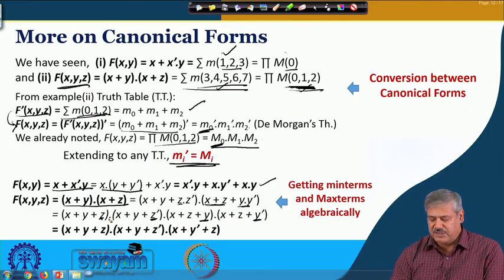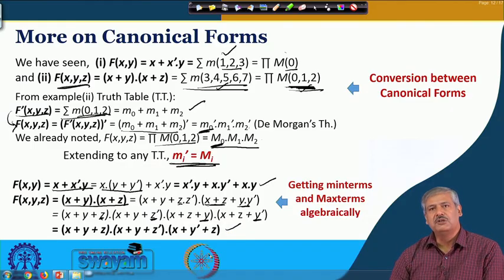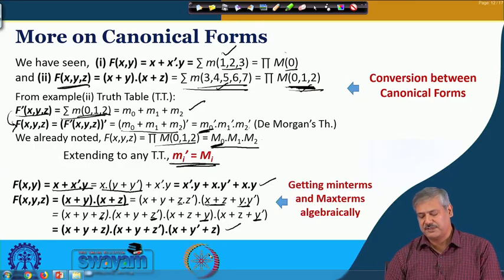Then you can see x + y + z is there in 3 places, x + y + z is there in 2 places. So, keep one of them, and these are the 3 Maxterms that you are getting, that is M0, 1, 2. Okay. So, algebraically also you can arrive at the Maxterms. Okay.